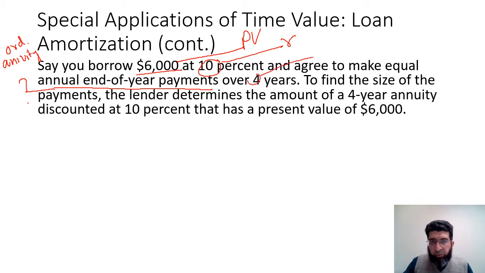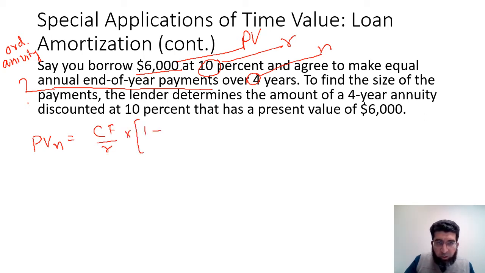4 is the time period, and to find the size of the payments, the lender determines the amount of a 4-year annuity discounted at 10% that has a present value of 6,000. So this is actually restating the same problem. What is the present value of annuity formula? So we can write present value of annuity, which is CF over R multiplied by 1 minus 1 over (1 + R)^N.